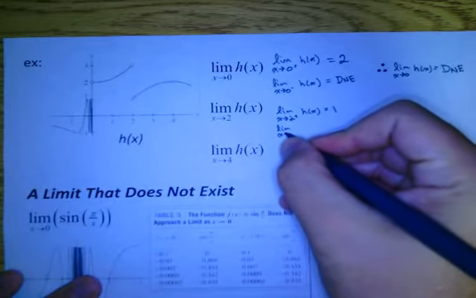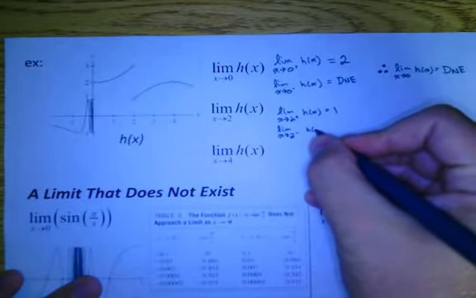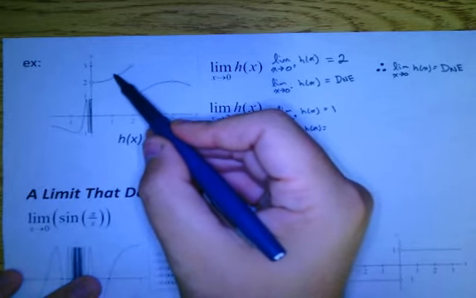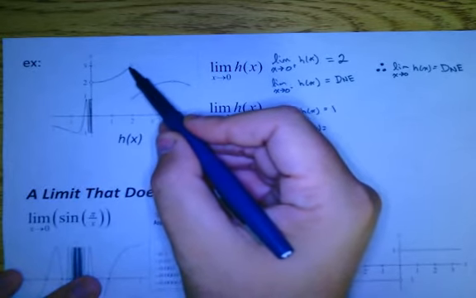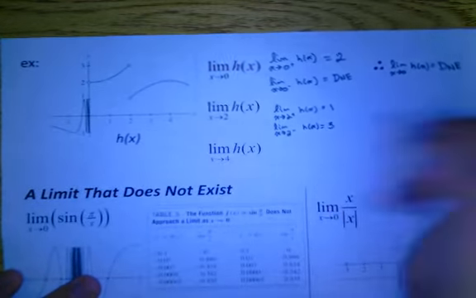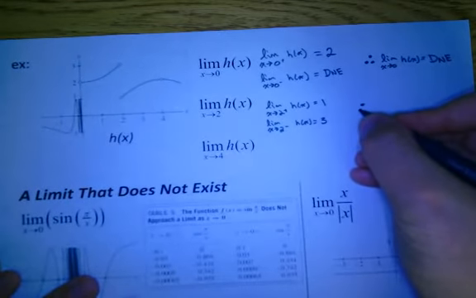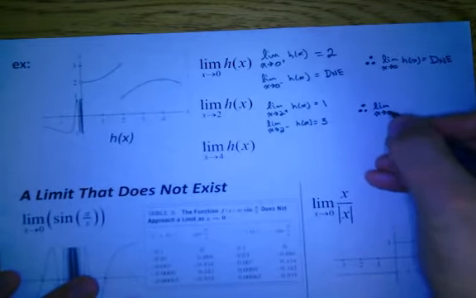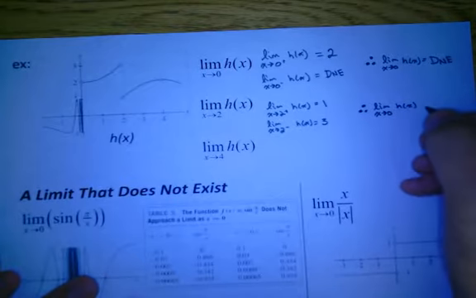Now look at the left path. The left path is up here, so we're getting closer and closer to the x value of 2, and that height is going to be 3. These are not the same, therefore the limit as x approaches 2 does not exist.